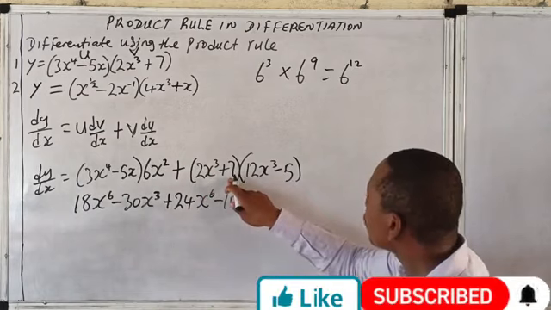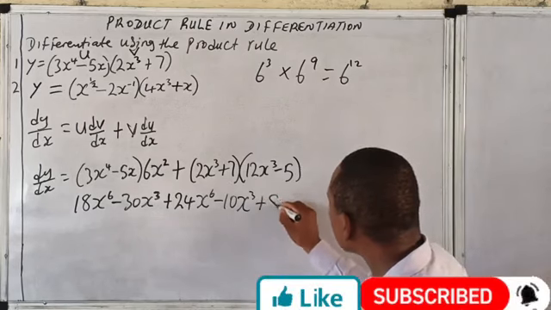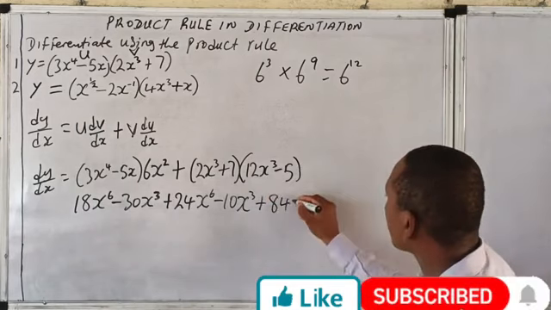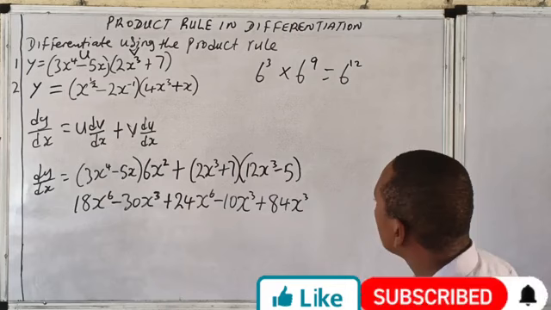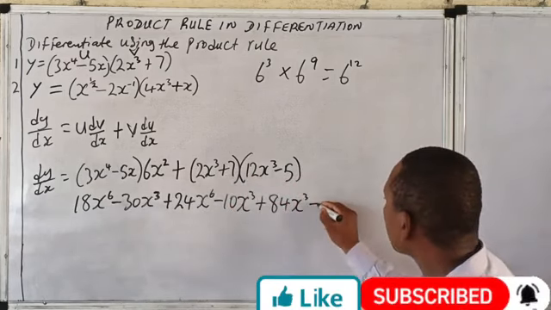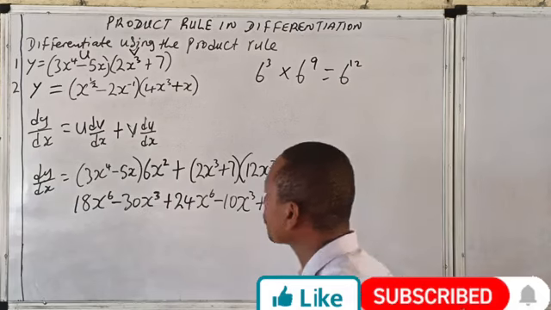Here, 7 times 12 is actually 84. x raised to power 3. Then the last, we have 7 times 5, which is minus 35. So let's simplify this further.